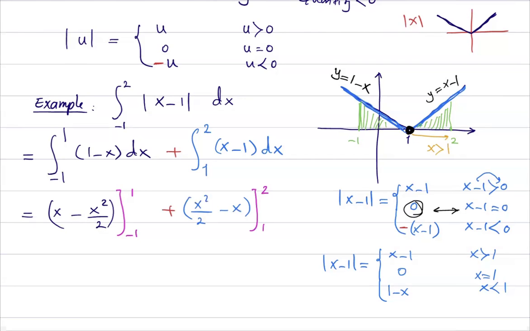You have 1 minus a half minus -1 minus a half, because if you plug in -1 squared is just 1. That's how you end up with this +1 plus the rest of the integral, which is 4 divided by 2 minus 2 minus a half minus 1.